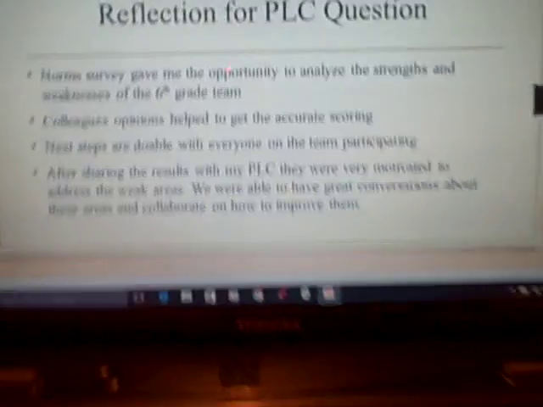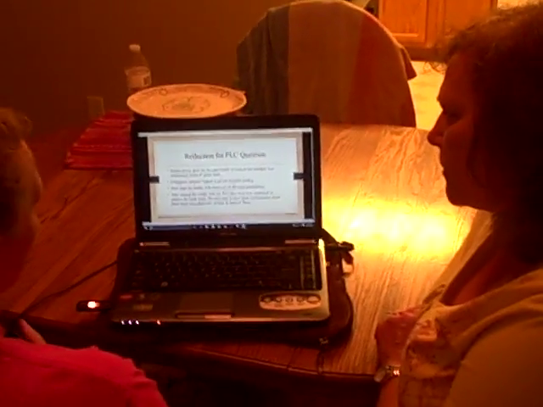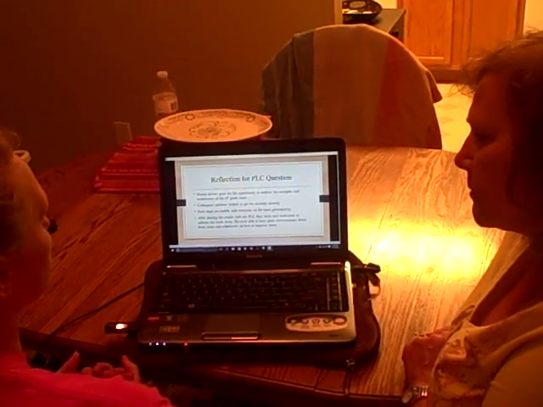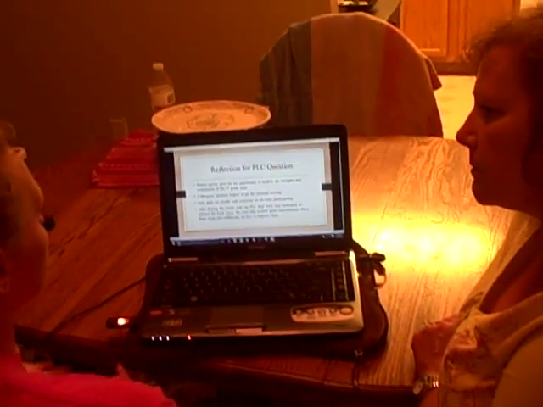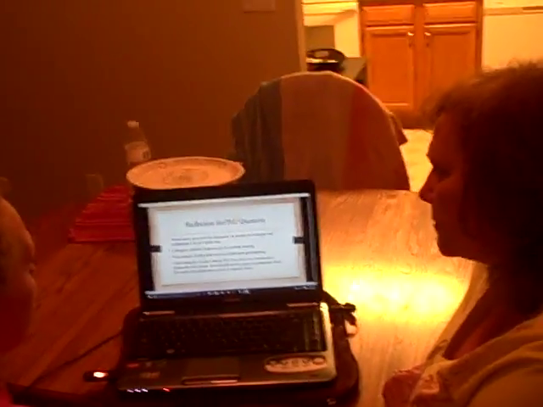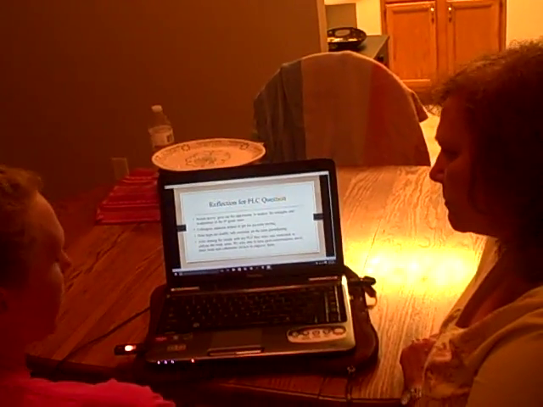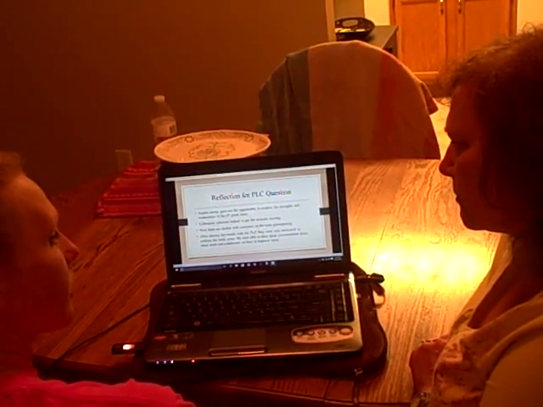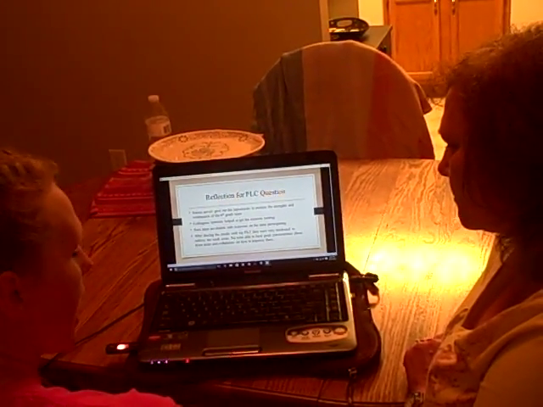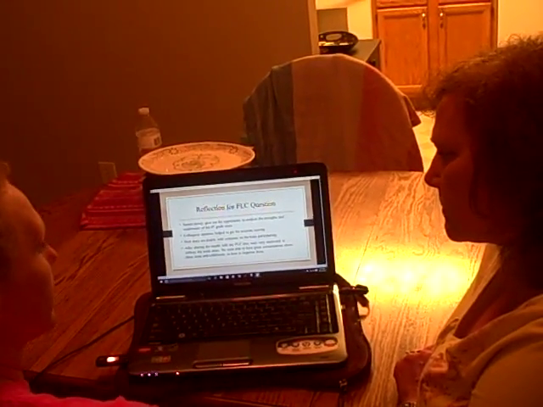So the reflection norm survey gave me the opportunity to analyze the strengths and weaknesses of the sixth grade team. Colleagues' opinions helped me get accurate scoring. Because it was anonymous, it helped me actually get an accurate scoring of how they truly felt about the norms of our team. The next steps are doable with everyone on the team participating, so I feel like there won't be any problem as long as everybody buys in.